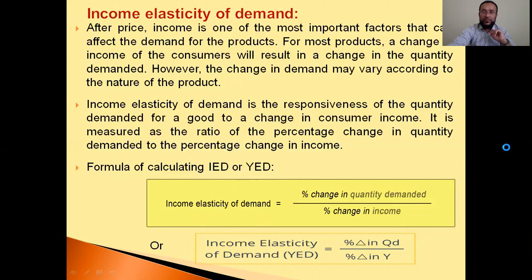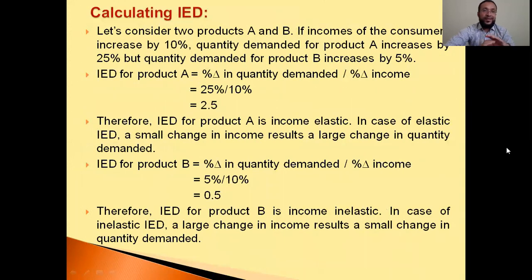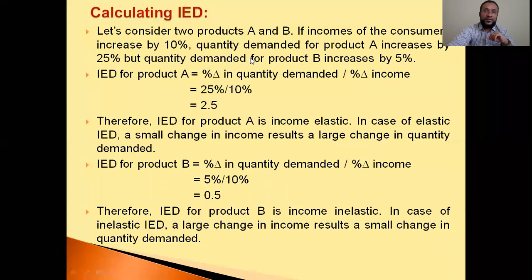Now let me show you how to calculate IED. To make it easy, let's consider two products A and B. If incomes of the consumers increase by 10%, quantity demanded for product A increases by 25%, but quantity demanded for product B increases by 5%. Therefore, IED for product A equals percentage change in quantity demanded divided by percentage change in income. Here the value of percentage change in income is given as 10% and quantity demanded as 25%. So after calculation, we are getting this value for product A, which is greater than 1.